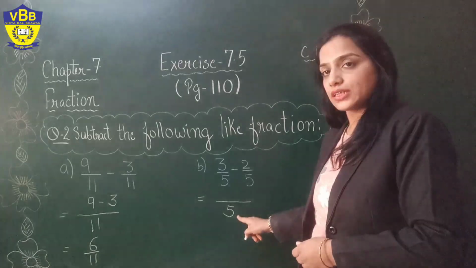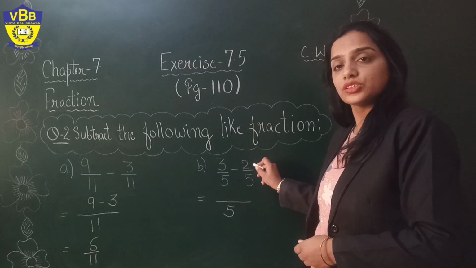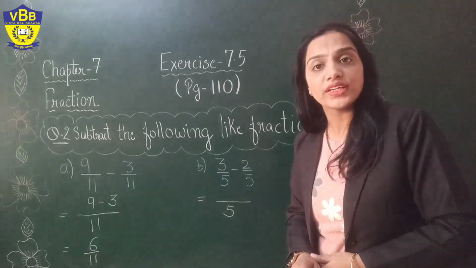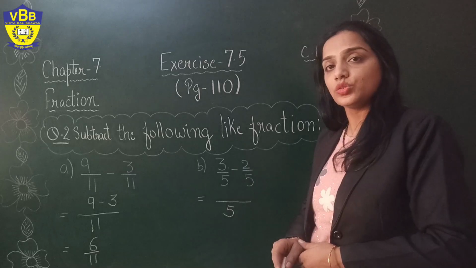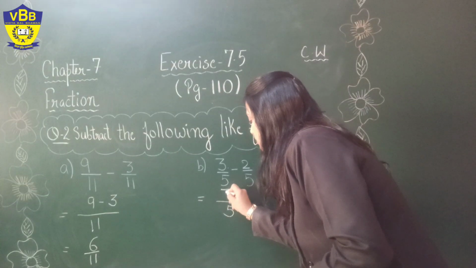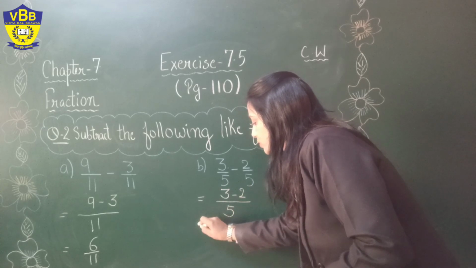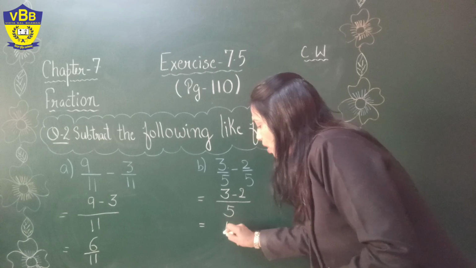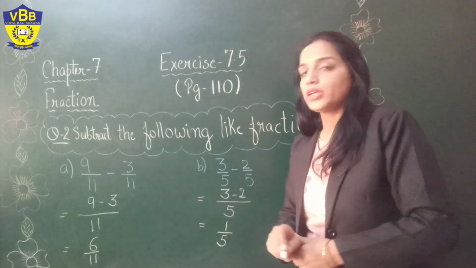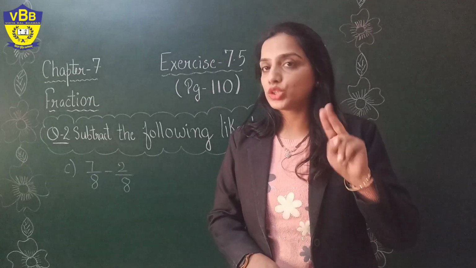So the 5 will come here. In numerator, we have the values 3 and 2. And what will we do? We have to do the subtraction. So 3 minus 2, what will be the answer? It is 1. So first we will write 3 minus 2. So answer will be 1 by 5. Okay.